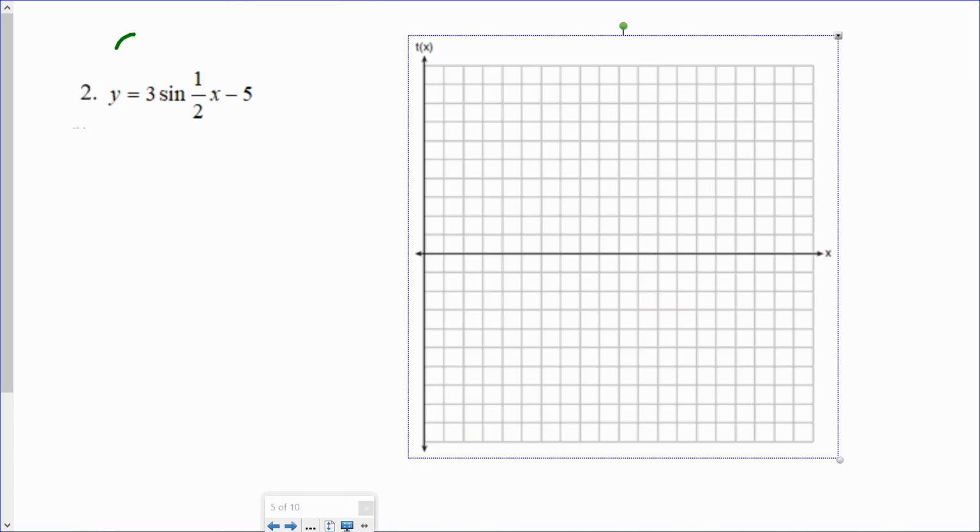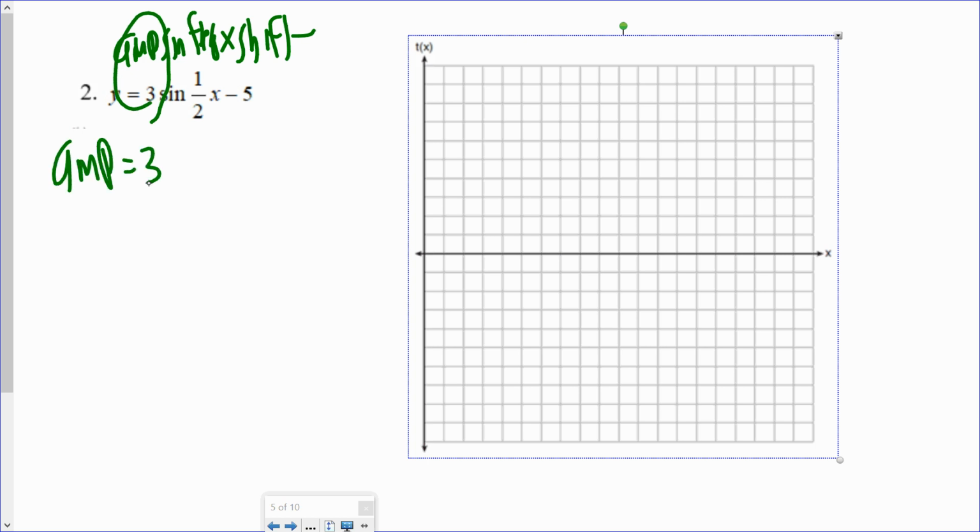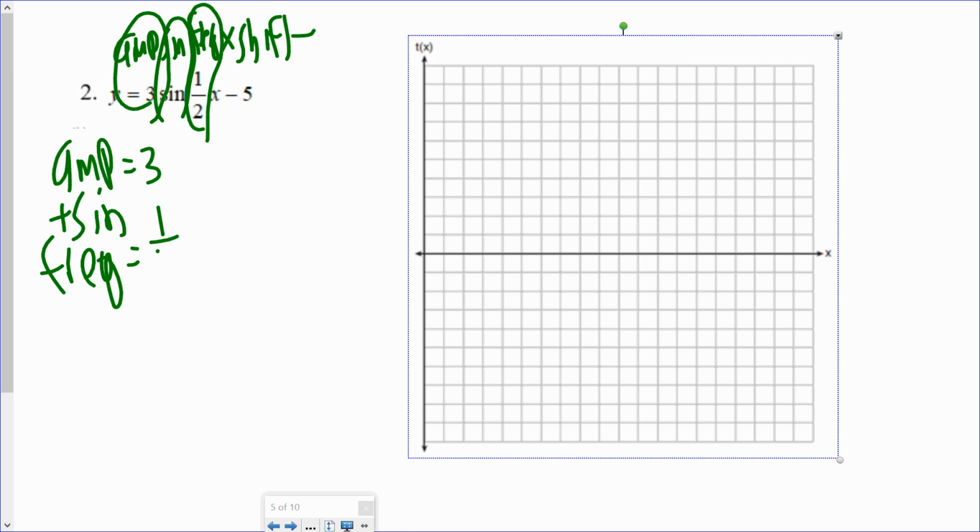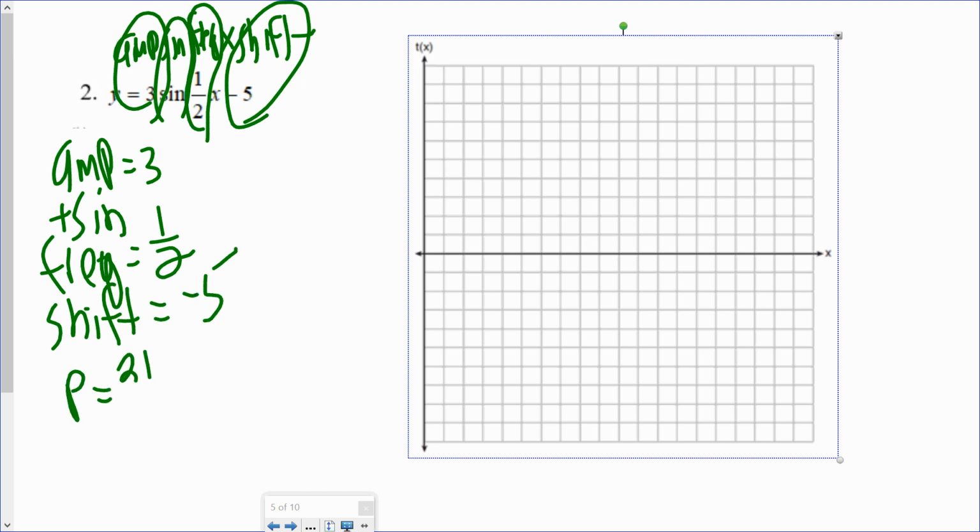Amp, sine, freq, x, shift. Amp is 3. It's a positive sine. Freq is a half. Shift is -5. Period is 2 pi over the frequency, which is 2 pi over a half.